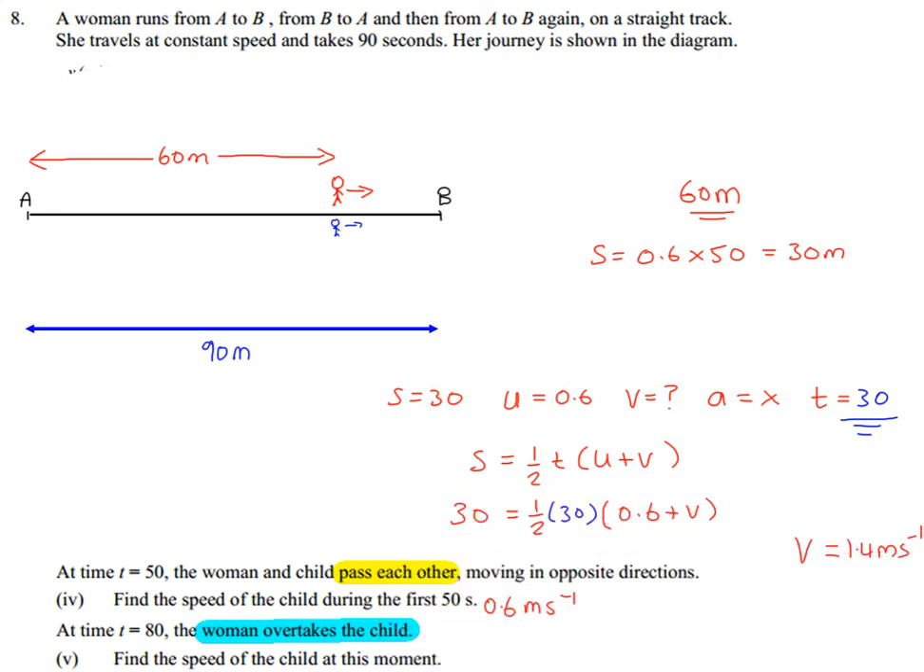The main thing in this problem, it's a multi-stage problem. You look at the child's motion where the velocity was constant separately from the child's motion where there was acceleration.